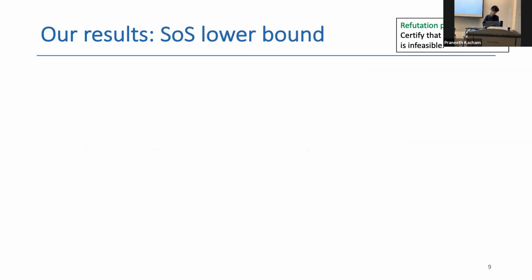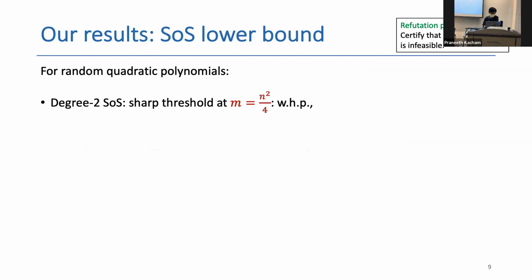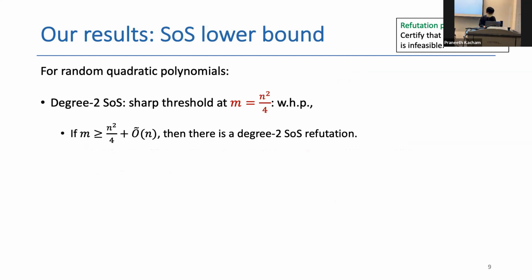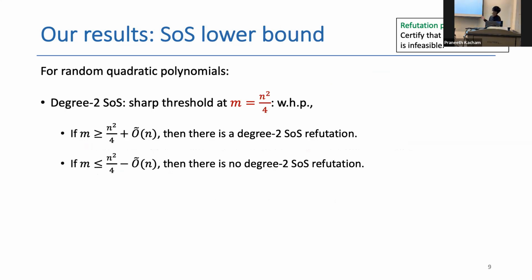And we also prove some SOS lower bounds. Here we restrict to random quadratic polynomials. We show that for degree 2 SOS, there's a sharp threshold at m equals n squared over 4. So this means that with high probability, when m is larger than n squared over 4, roughly, there's a degree 2 SOS refutation. And if it's smaller, then there's no degree 2 SOS refutation.